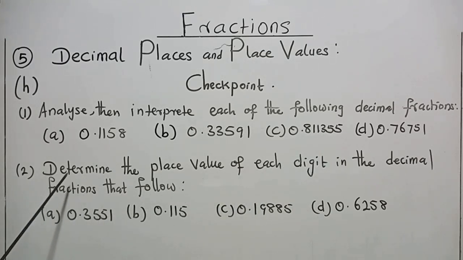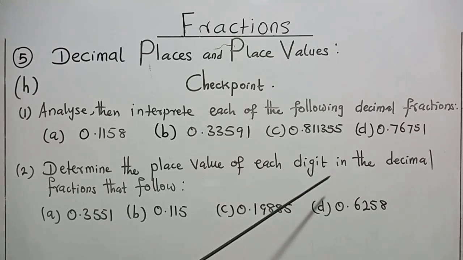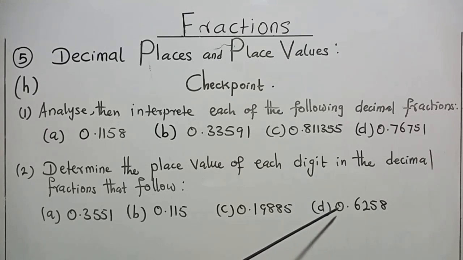Number 2 question says, determine the place value of each digit in the decimal fractions that follow. I just hope you understand this instruction. Hoping you have done that, let me read the decimal fractions. Number A, 0.3551. Number B, 0.115. Number C, 0.19885. Number D, 0.6258.